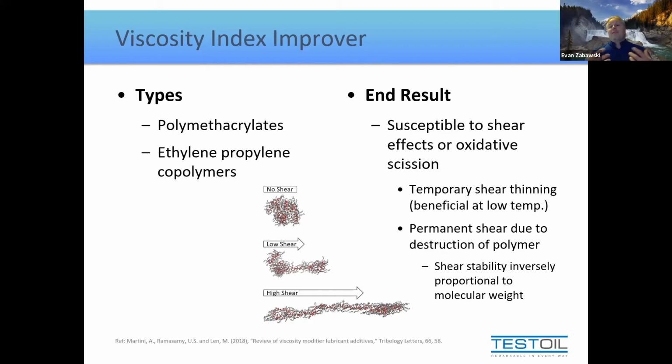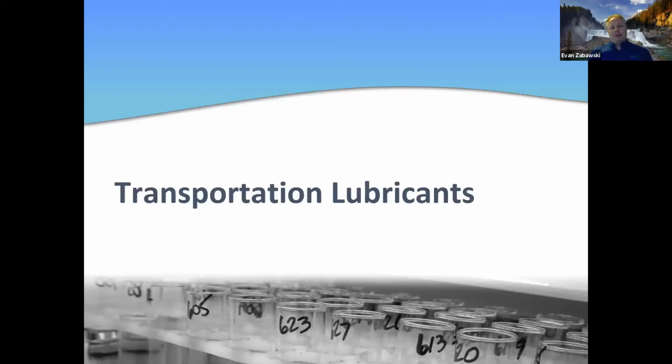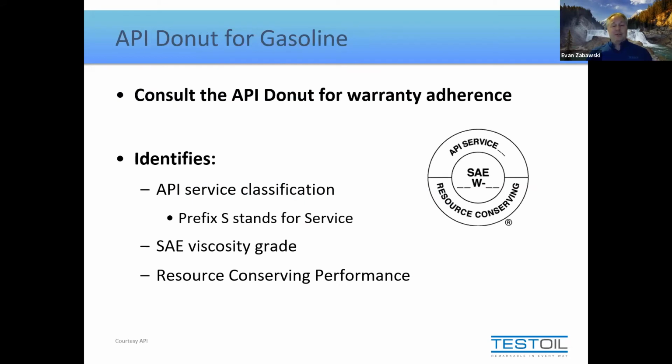So having absorbed everything I've said so far, you're going, okay, fair enough. This presentation was supposed to be about improving fuel efficiency by selecting the right oil. So let's get to that. So how does one select the right oil for a vehicle? Well, long story short, when you're picking a lubricant for a passenger vehicle, one of the things you're going to be looking for is the API donut.